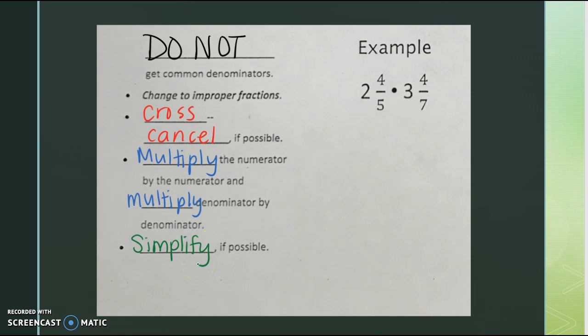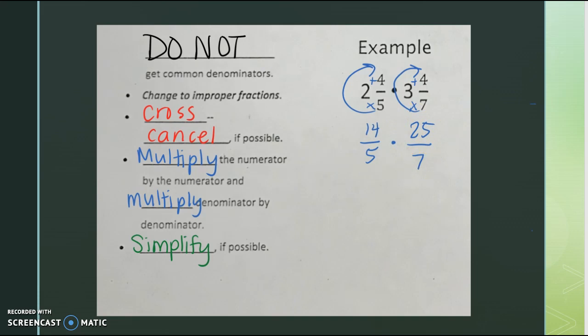So our example here is 2 4/5 multiplied by 3 4/7. So we need to turn these into improper fractions first using our C method. So we multiply denominator times whole number plus numerator. So 5 times 2 is 10, plus 4 is 14. The denominator stays the same. 7 times 3 is 21, plus 4 is 25. And keep our denominator the same.